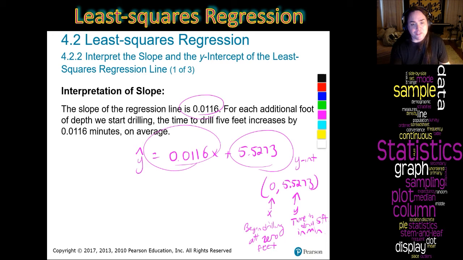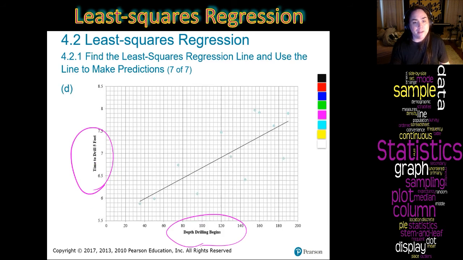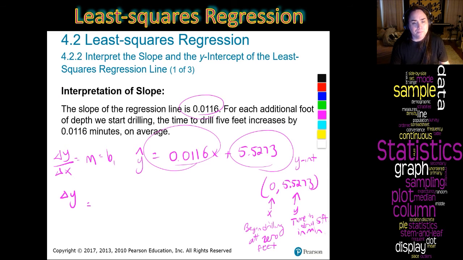Now the slope is the change in y over the change in x. That's what the slope is, and we're calling the slope B1. Well, the change in y is the change in time. And the change in y over the change in x, I know to be this decimal. And I can just put that decimal over 1.